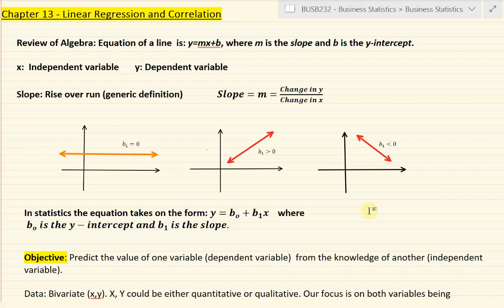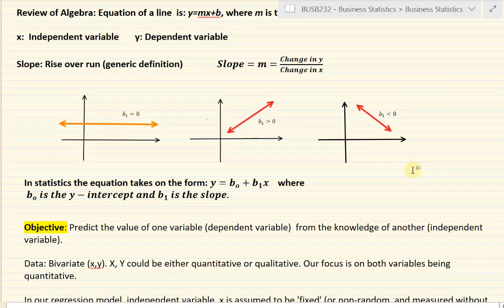Now, as far as the data is concerned, our data is what we call bivariate data, meaning there are two variables. Right here we have two variables, x comma y. Either one, of course, could be quantitative or qualitative. We have a means of handling these. But in our work in this course, primarily both variables are going to be quantitative variables. So we're going to assume both variables are quantitative.